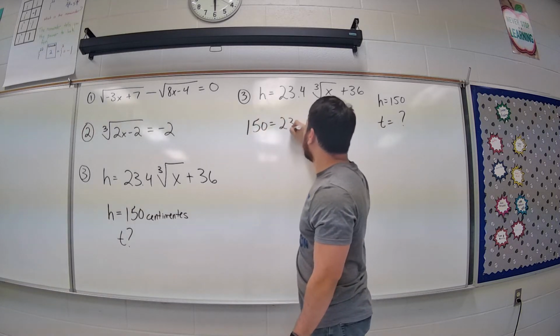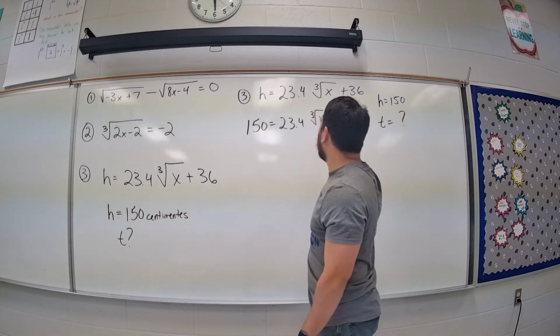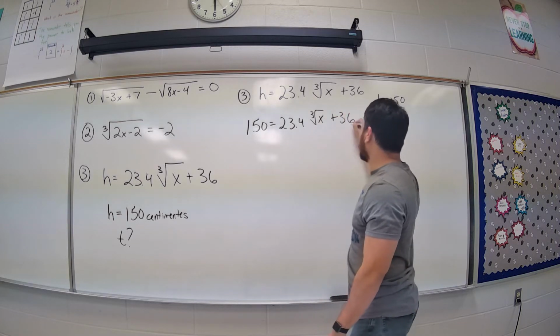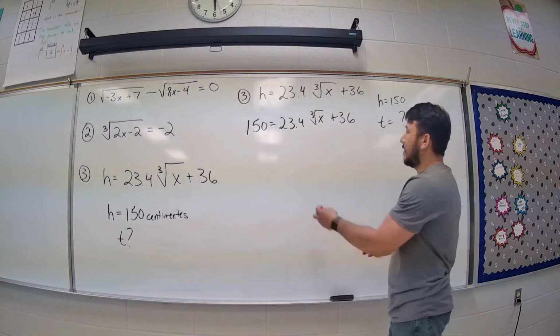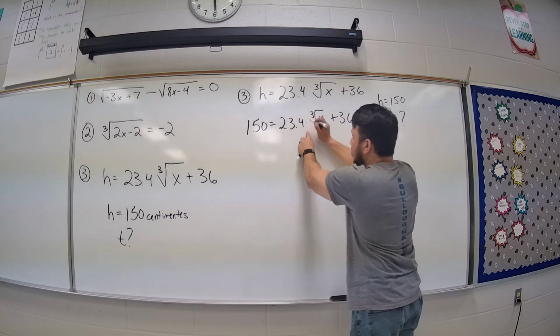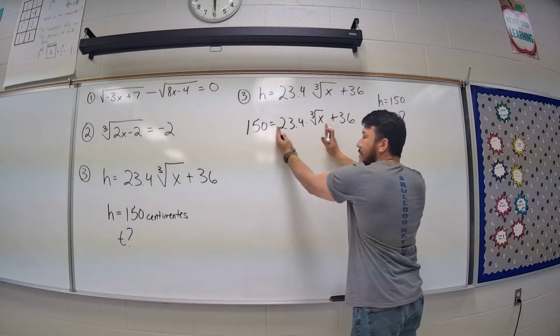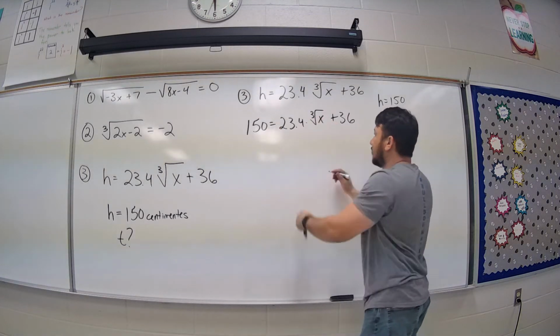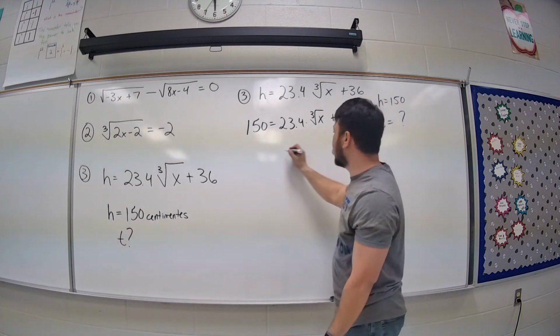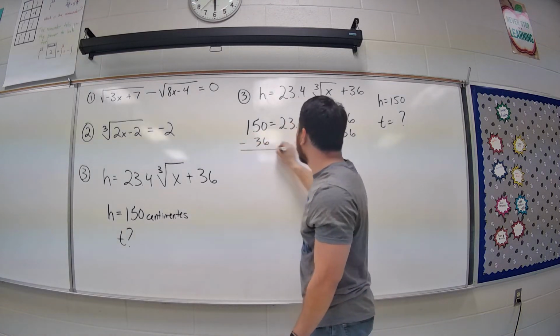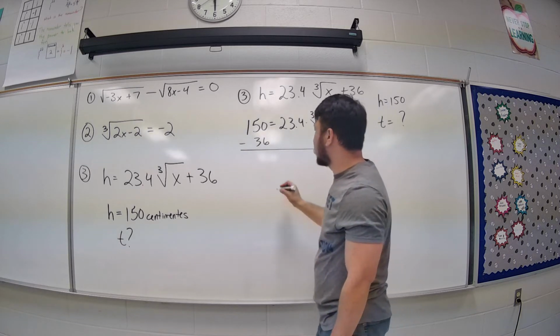150 equals 4 cube root of x plus 36. Okay, so I have this up front. That means that these two are going to multiply here, so I have to leave that part last, but I have to move this 36 over. So I'm going to subtract 36 from both sides. So those are going to cancel out.